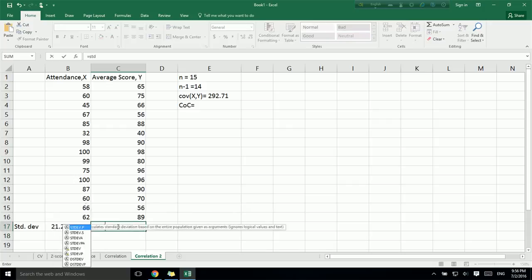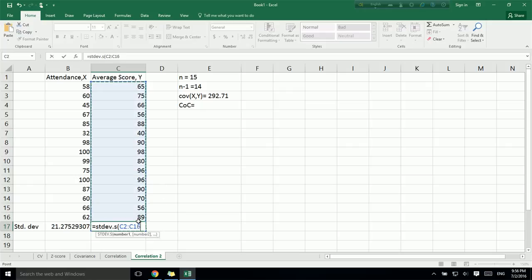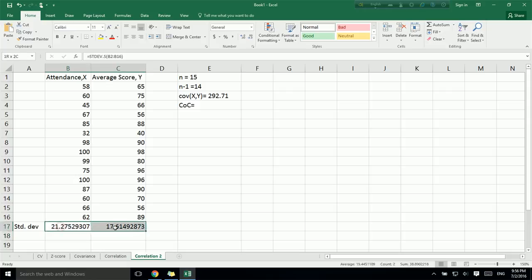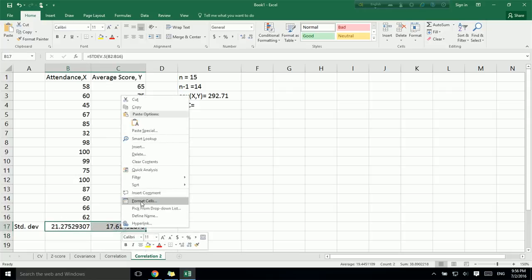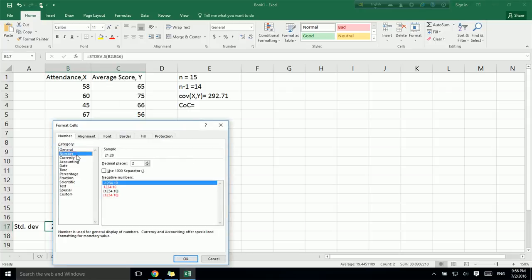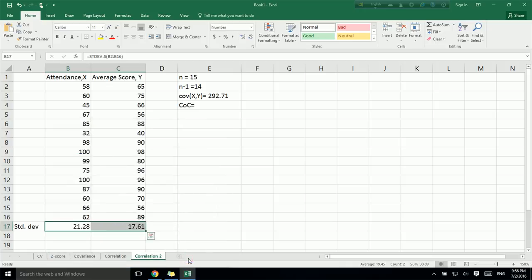and STDEV.S, select your data, close parenthesis, and enter. I'm going to format the cells and keep it to 2 decimal places.